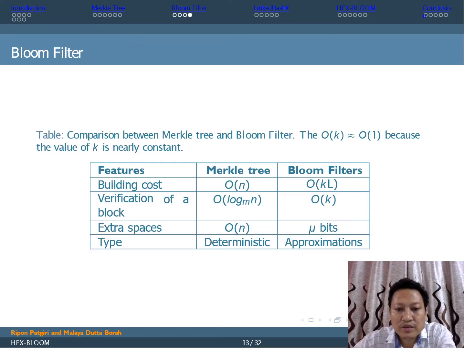This is the comparison table between Merkle tree and Bloom filters. Building cost of Merkle tree is O(n), whereas for Bloom filter it is O(kl).